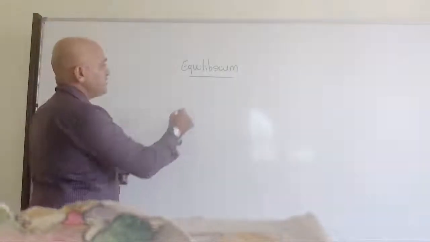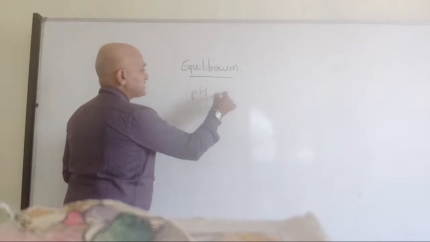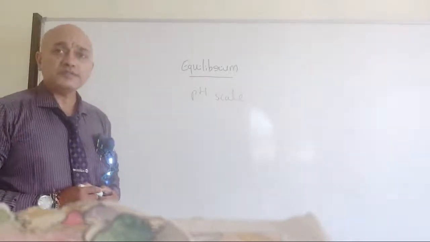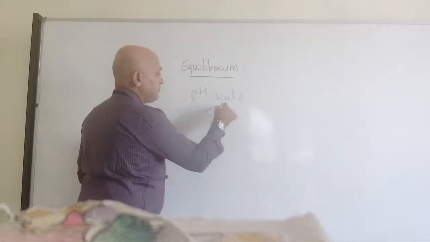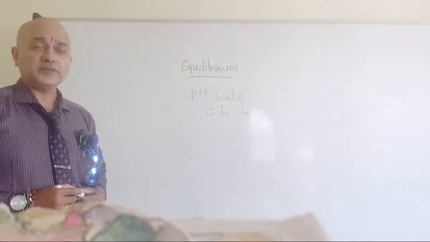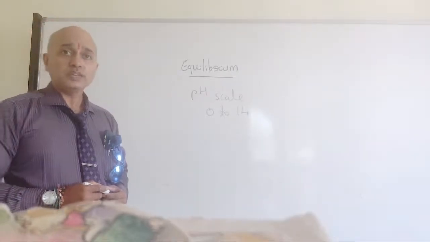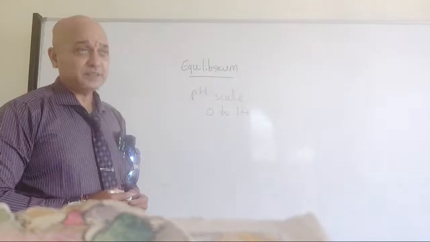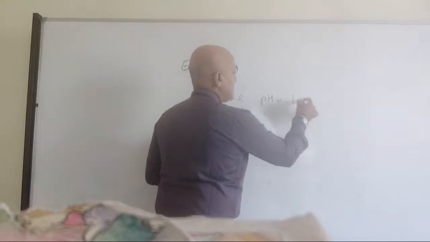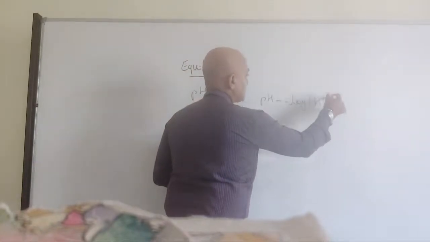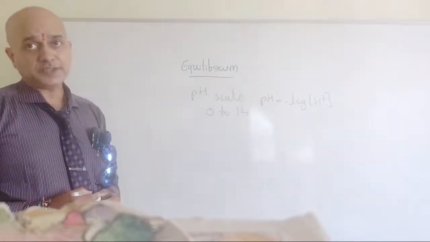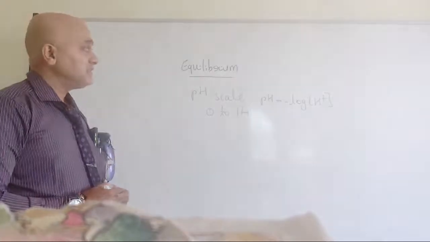Okay. So the next one is related to the pH scale. All of us know the pH scale ranges from 0 to 14. Now what is pH actually? Everyone knows that it is the negative log of H plus concentration. Fine. So that's where we have the pH value.